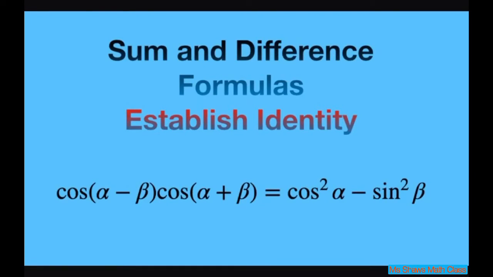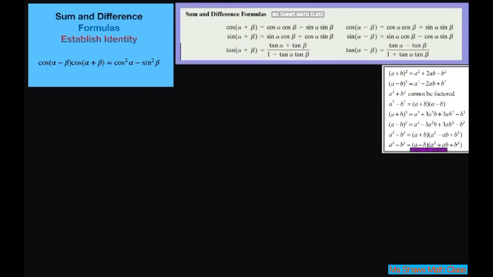One, we're going to establish the identity: cosine of alpha minus beta times cosine of alpha plus beta equals cosine squared of alpha minus sine squared of beta. The first thing we're going to do is just expand this based off our formulas. So here we have this one first. Let's write that out.